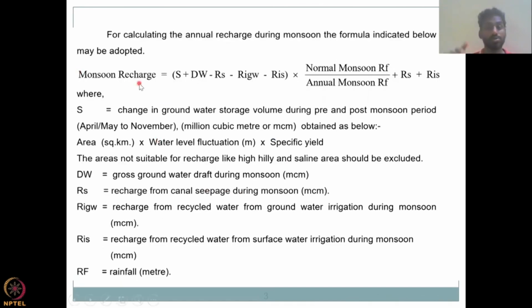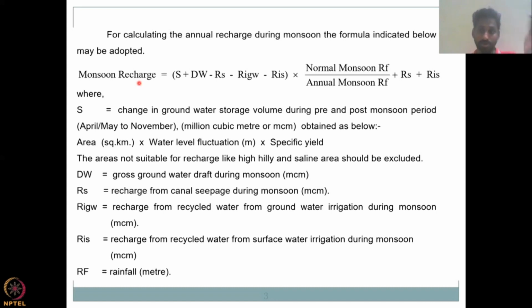For monsoon recharge, you should only look at monsoon recharge, which is your water level fluctuation times your specific yield times your area, but make sure to add your DW as well. But after you add DW, you remove RS, RI, GW, RIS. So what is DW? Gross groundwater draft during monsoon, because you have your recharge, which is affecting your fluctuation, but you're also pumping. So when rainfall recharge is happening, you're also pumping.